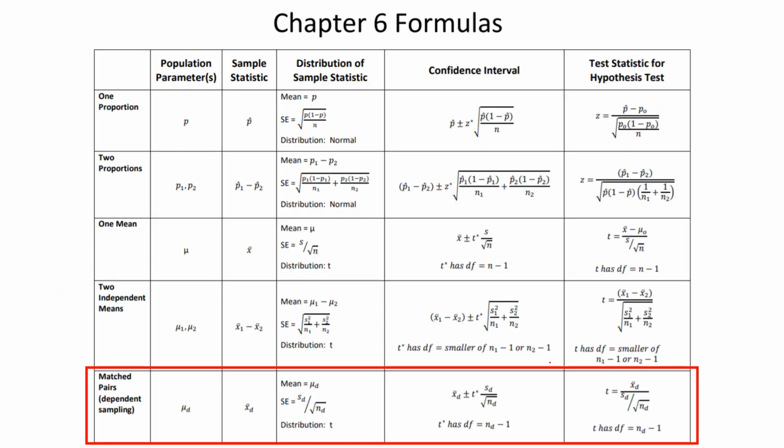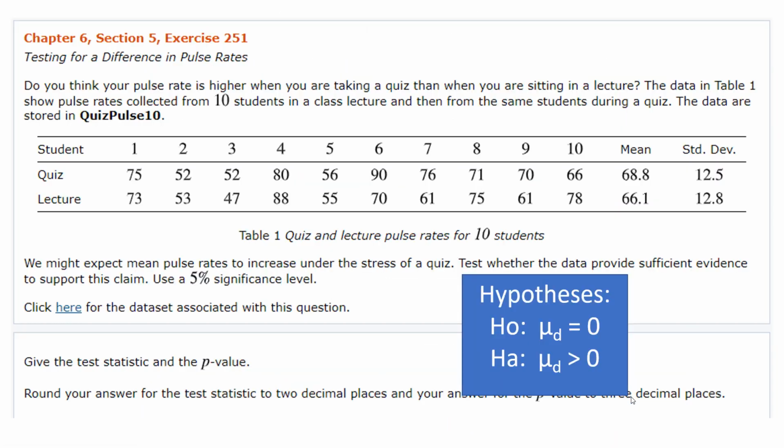So here's our formula sheet for Chapter 6, and down at the bottom are the matched pairs formulas. You can see that the test statistic for matched pairs is almost identical to the test statistic for one mean. So once we compute the differences, we are essentially just going to treat it as if it is a one mean problem. So back here, I would first find the differences within each pair.